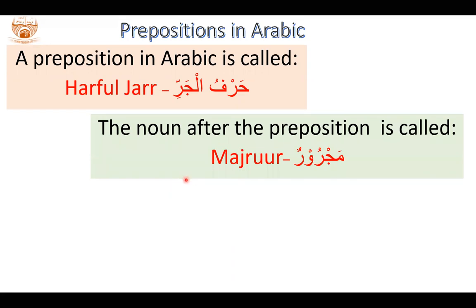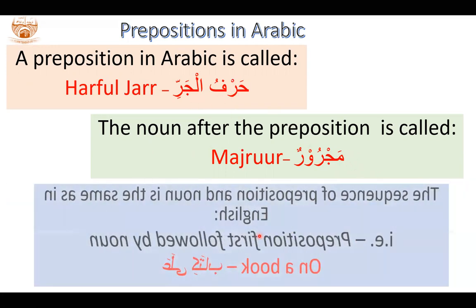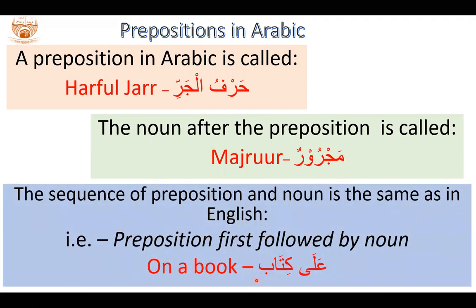Now, when it is used in front of a noun, the noun that comes after it is called majrur. Majrur. So say these two terms to me. Harful jarri, preposition. Majrur, the noun after the preposition. So when we speak about a prepositional phrase, we are actually combining harful jar and majrur. And we'll have something like this, right? Ala kitabin, ala kitab.